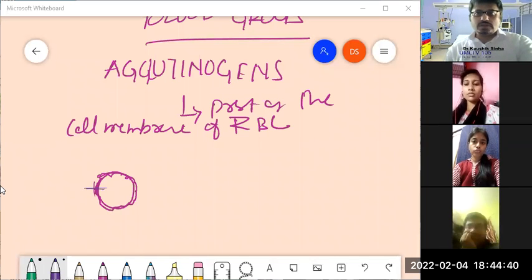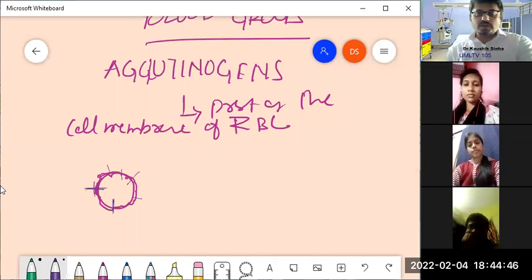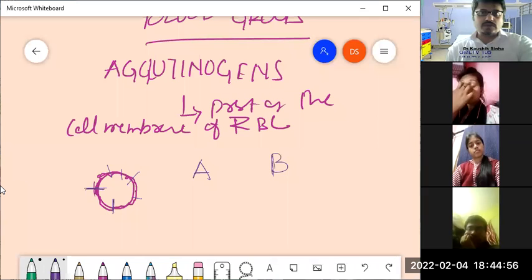So on the surface of the cell membrane, there will be multiple proteins, and these proteins can have different labels. Labels bolte ekta A type proteins or A agglutinogens and B agglutinogens. Clear?